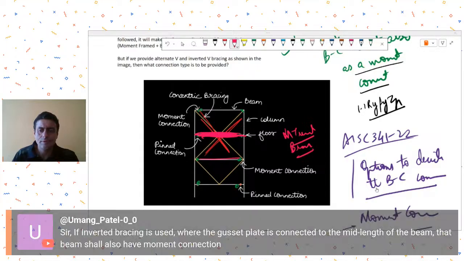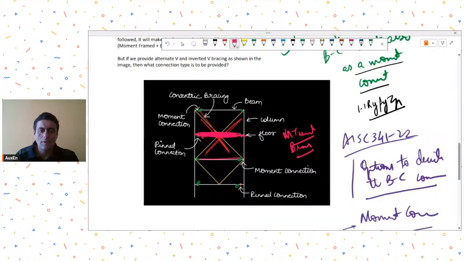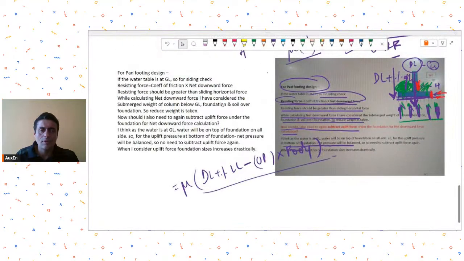Okay. All right. So this was Engineer Kunal's query on isolated footing uplift check. Now we go on to next question, and that has been asked by. Let me see.